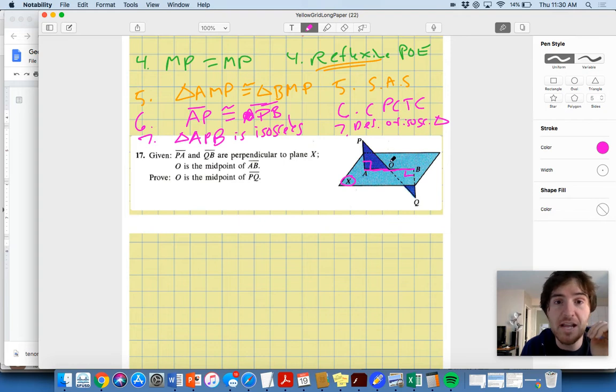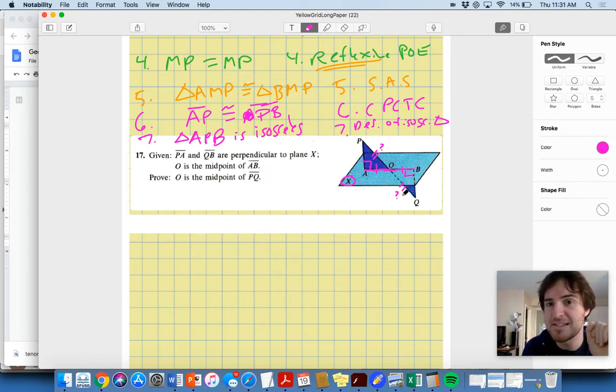O is the midpoint of segment AB. Okay, so let's check this out here. O is the midpoint of segment AB. So I'm going to do a little tick mark there, and we're going to try to figure out, is O the midpoint of PQ? Let's check it out here. Well, if I can get those two triangles congruent, right, shouldn't I be able to say this? That those sides are congruent to one another? I put a little question mark here. I do that when I'm trying to prove this, and it's not given to me. I haven't proved it yet.